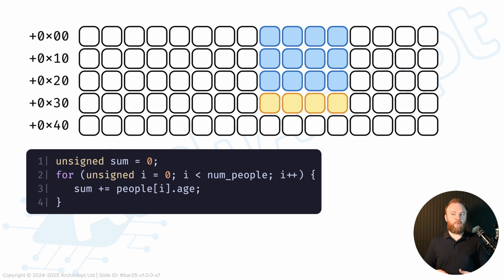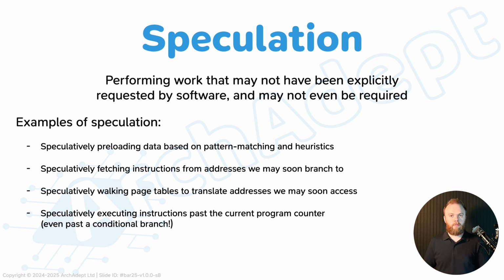Now, if it turns out that we speculated wrong, and there were actually only, say, 3 people in the array, and we did not need to load these 4 bytes, well, that's fine. The CPU will simply discard the loaded data. But if we speculated correctly, then we may have just saved ourselves some time by already beginning the process of loading that data into the CPU before being explicitly asked to do so.